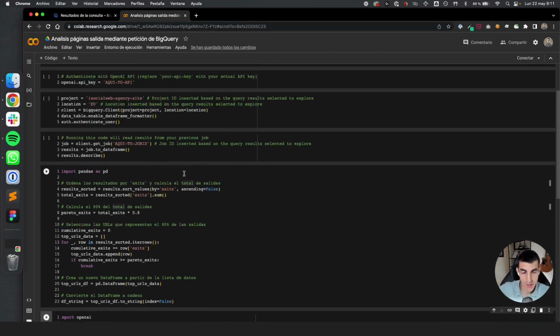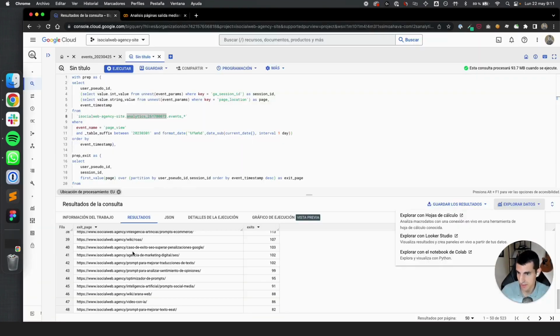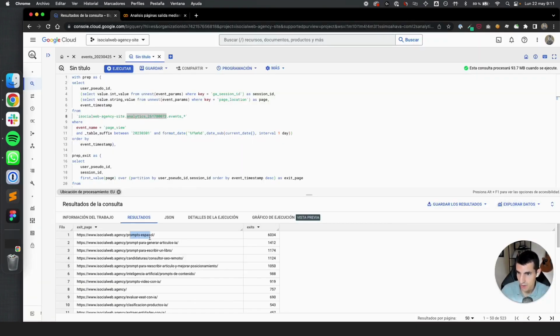For example, another variant to this would be, take all those URLs, take the path only, and try to categorize the URLs because, for example, I don't know, this part here, artificial intelligence, artificial intelligence, artificial intelligence. Maybe the artificial intelligence group has a lot of exit rate and therefore it should be worked on that set. That would be the idea.